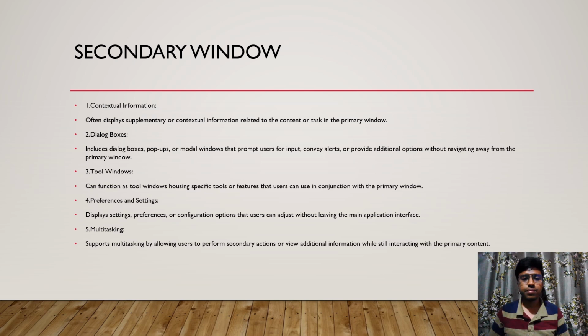Secondary window. Contextual information: it often displays supplementary or contextual information related to the content or task in the primary window. Dialog box: it includes dialog boxes, pop-ups, or modal windows that prompt users for input, convey alerts, or provide additional options without navigating away from the primary window.